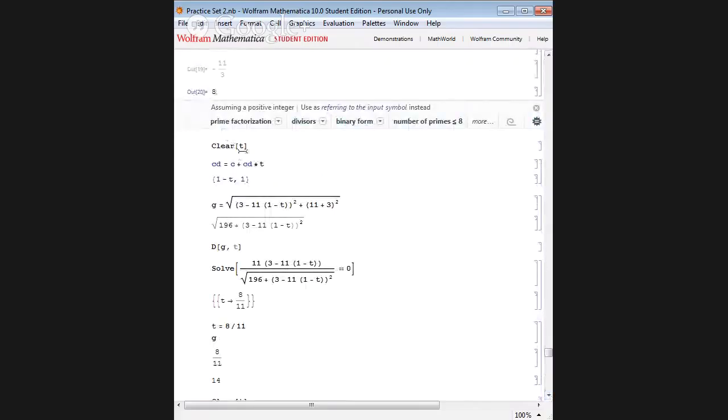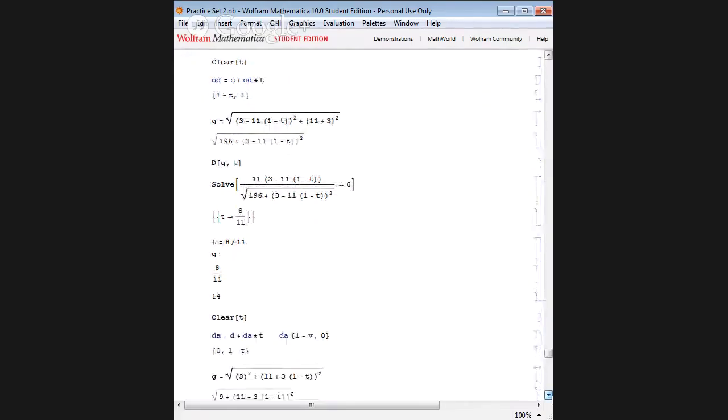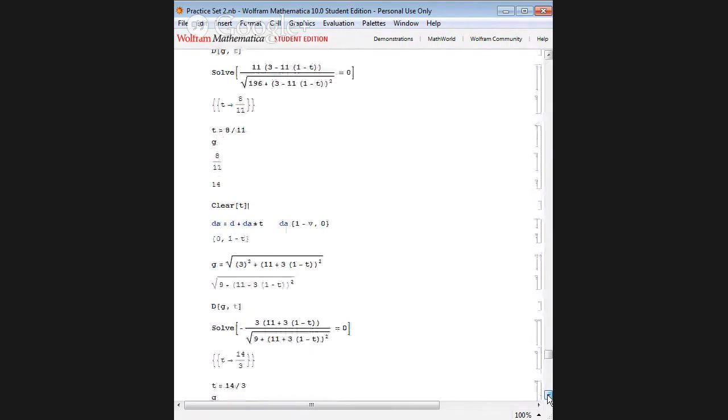So now we're still only at 11. Then I did CD, same thing. I plugged it in for t and lambda and set the derivative equal to 0. Evaluating g, that's 14, and that's inside the boundary. And then, of course, I cleared t so that I could evaluate again.